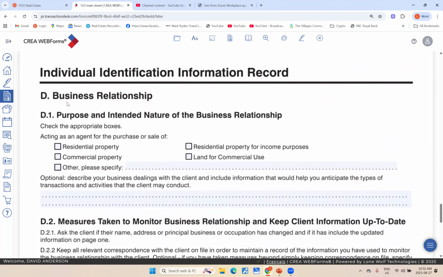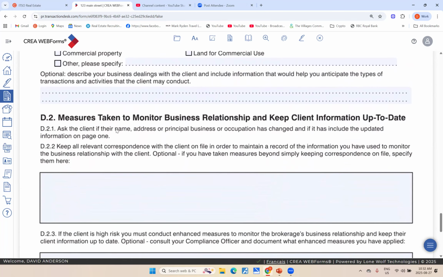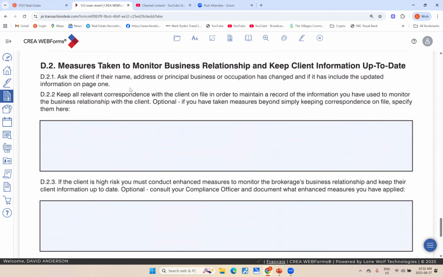Business relationship, part D, purpose and intended nature of the business relationship. Check the appropriate boxes, acting as an agent for the purpose of the residential property sale. Measures to determine the business relationship and to keep the client information up to date. Ask the client if their name, address, or principal business or occupation has changed. If it has, include the updated information on page 1. Keep all relevant correspondence with the client on file in order to maintain a record of the information you have to use to monitor the business relationship.